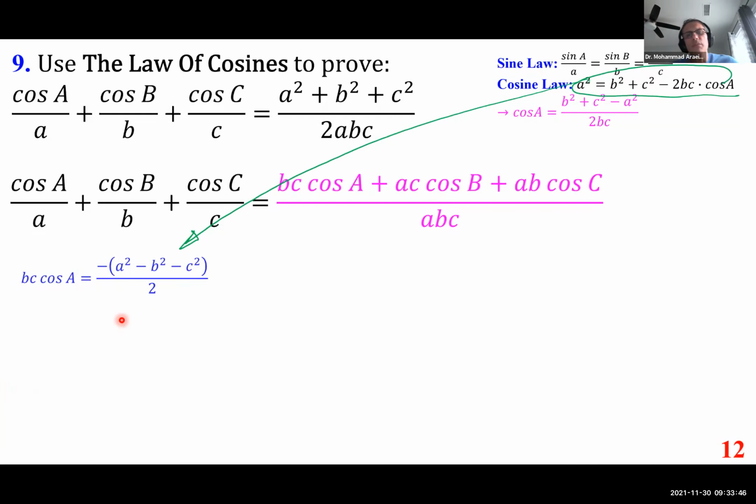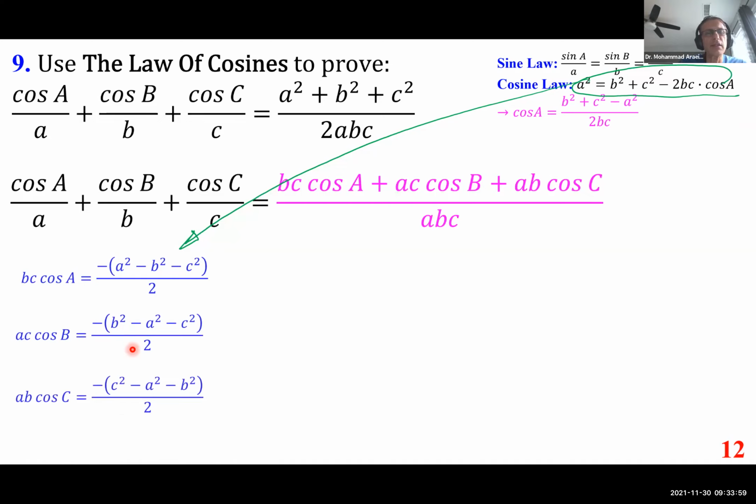Now the transition from here to AC cosine B and AB cosine C is fairly simple. Just remember what you do: you replace the A with B, and the same thing here. So as long as you can make this one simple manipulation of moving the B squared and C squared and dividing by -2, you can figure out the rest.